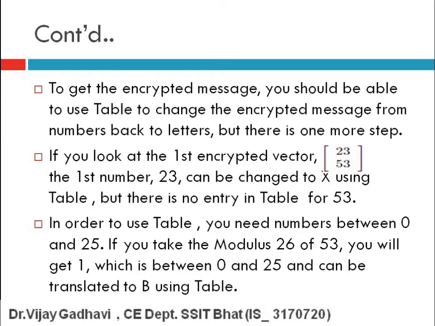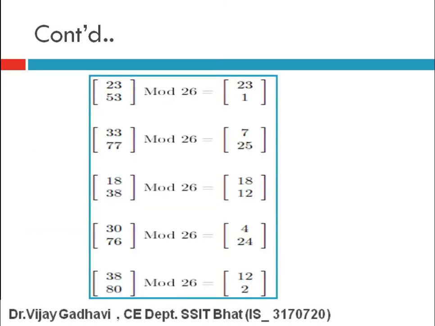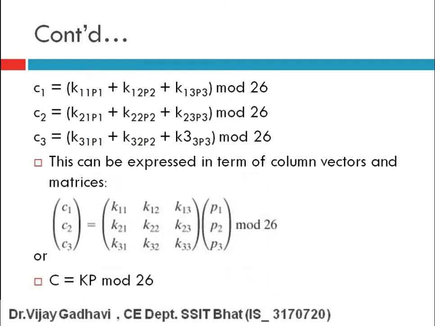If you look at the first encrypted vector, (23, 53), the first number 23 can be changed to X using the table, but there is no entry in the table for 53. In order to use the table, you need a number between 0 and 25. If you take 53 modulo 26, you will get 1, which is between 0 and 25 and can be translated using the table. Same example. This is the equation we already discussed.